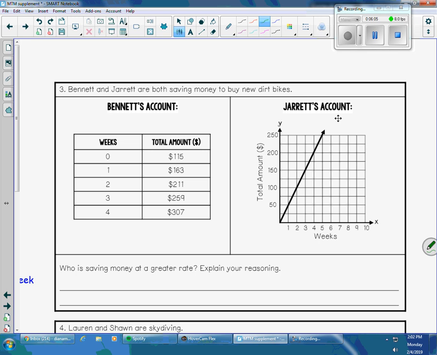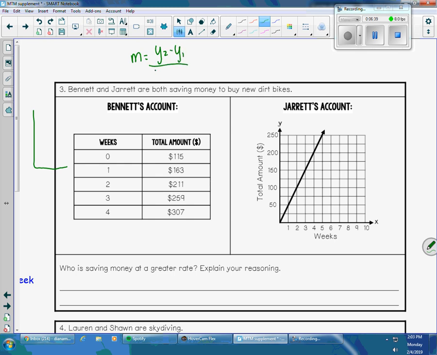So it's going to take Jarrett a longer period of time to save the same amount of money because he's not starting out with $115. He's not starting his graph up here. Okay, so let's take this step by step. Let's figure out Bennett's rate of change. Let's figure out the slope for Bennett's account. So again, I'm going to use my Larkin L. And again, if you are more comfortable using the slope formula, I'm going to write the slope formula up here. If you'd rather do that, you are welcome to.